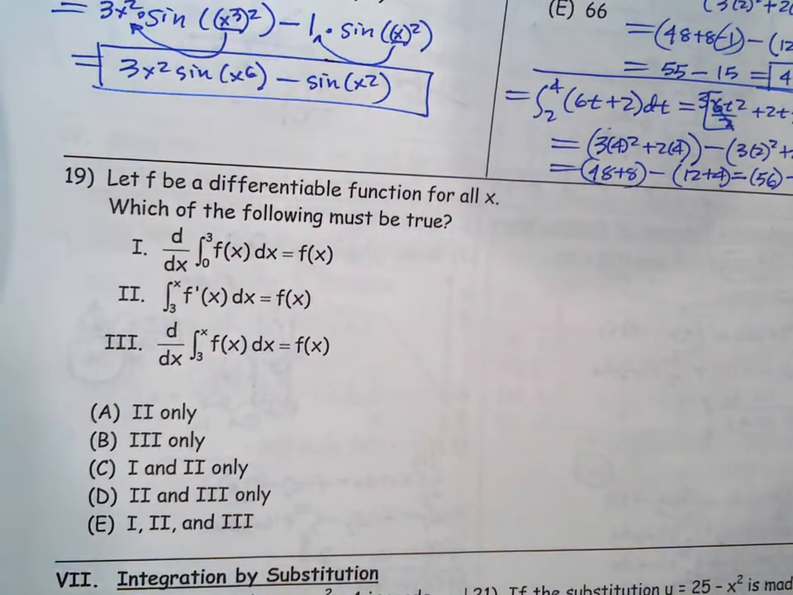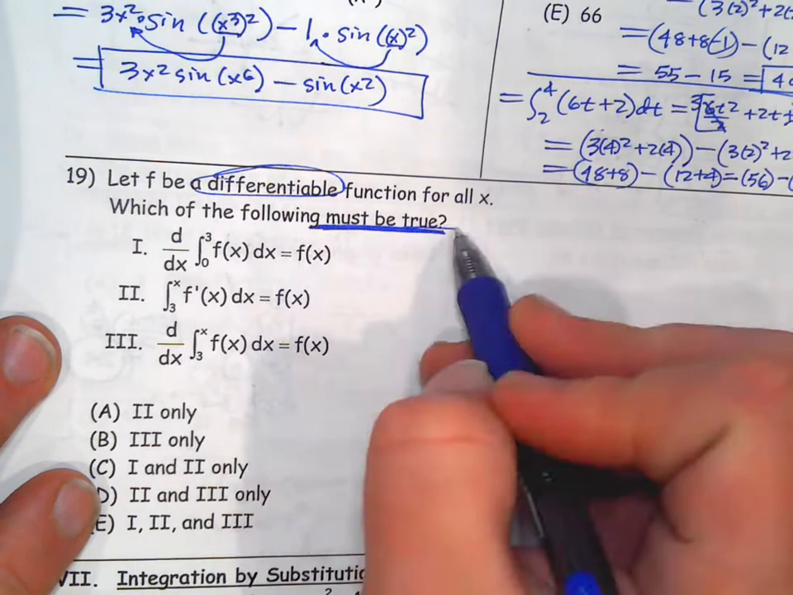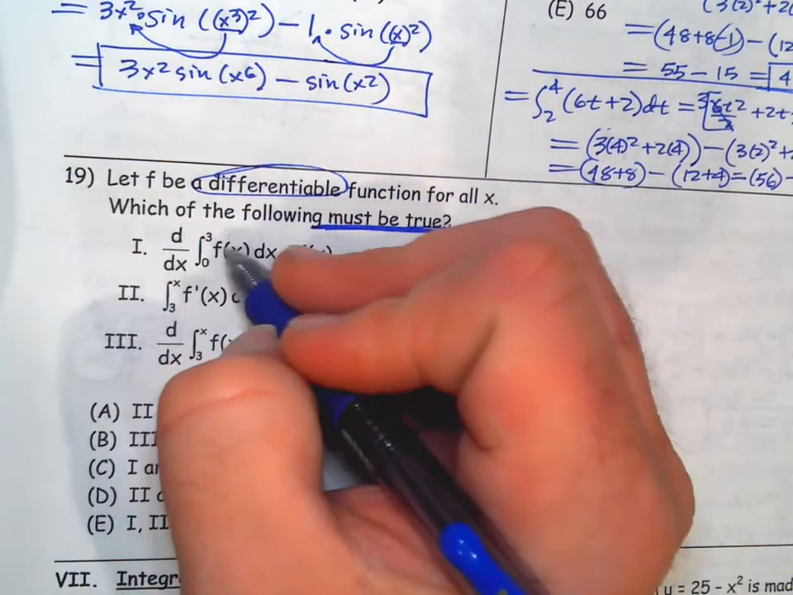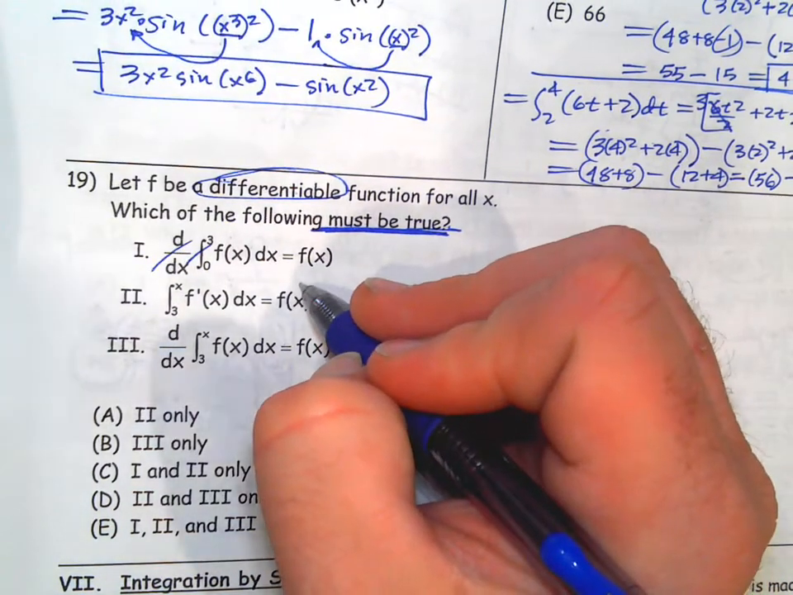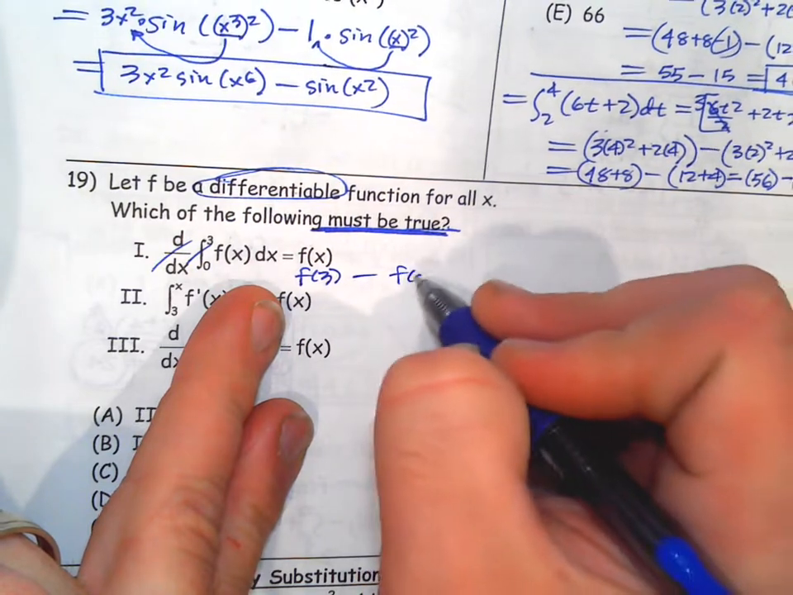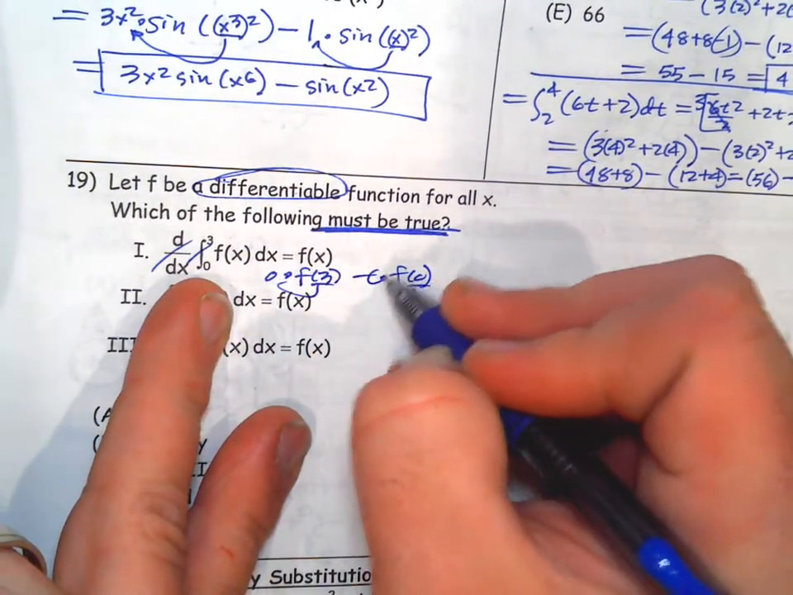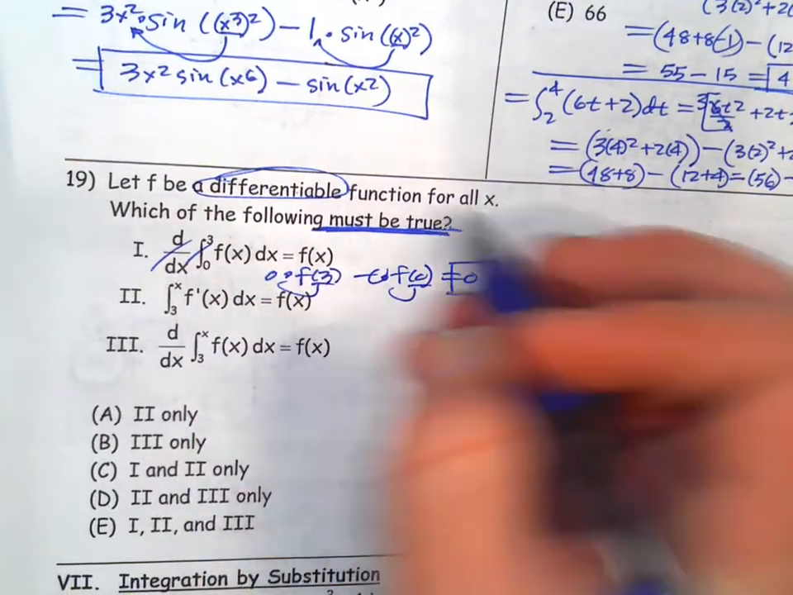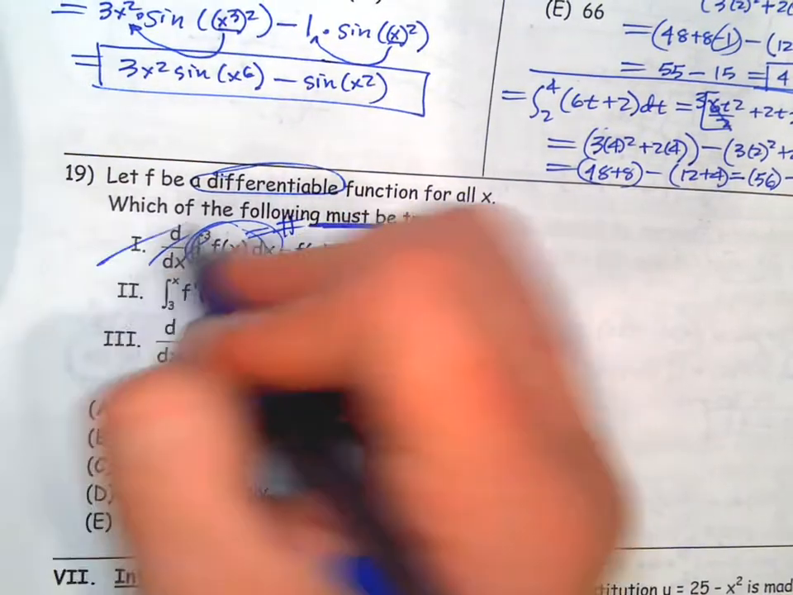19, Roman numeral problems. It's like 3 problems in 1, and you got to get them all right to get the whole problem right. Let f be a differentiable function, which of the following must be true. If you take the derivative of the integral, do you get f of x? No, you get f of 3 minus f of 0, and then you got to multiply by the derivative of what's inside, which is 0, which also makes sense that we're going to get 0 because this is going to give you a number, and the derivative of a number should be 0, so that one's for sure out.